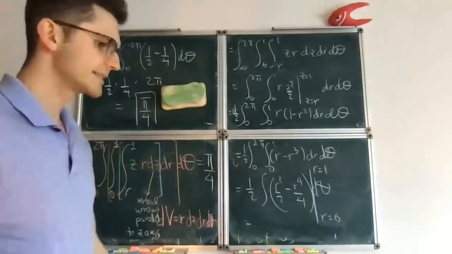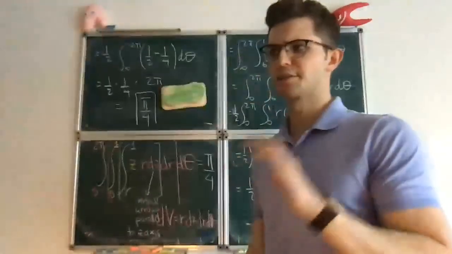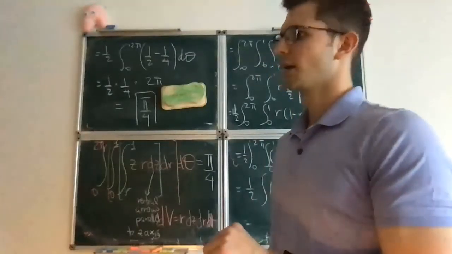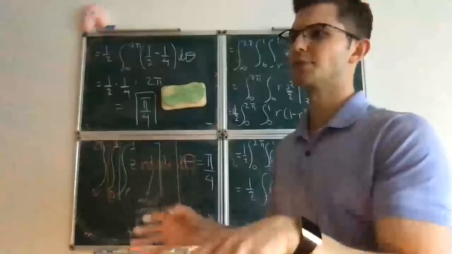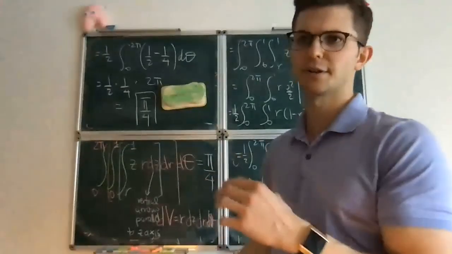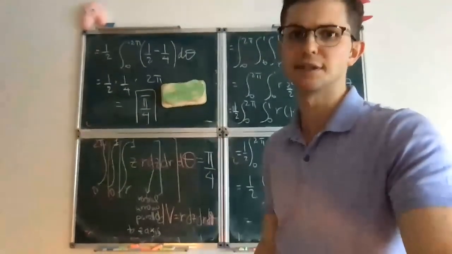So next time, what I will do is explain spherical coordinates, and then I'll do an example with spherical coordinates, and then we'll do examples where you can use both cylindrical and spherical coordinates so you see the difference between them.